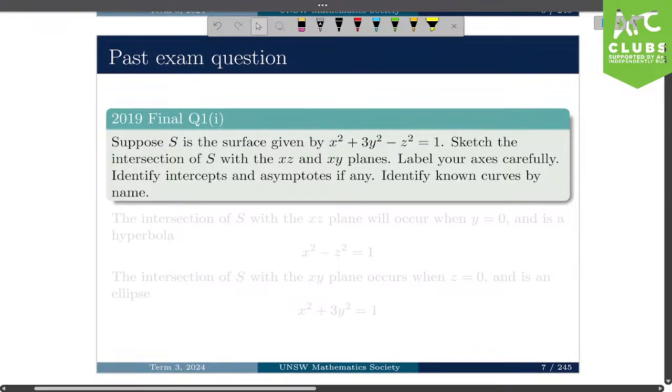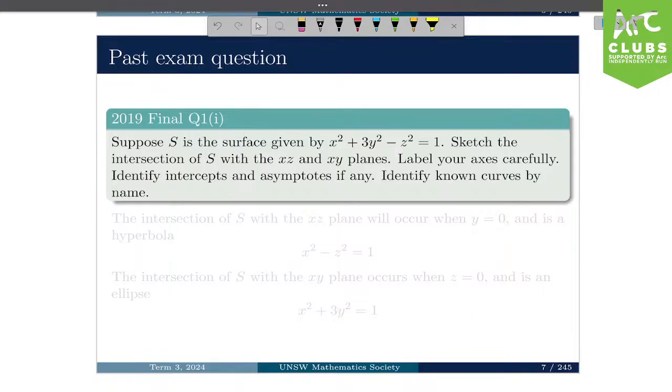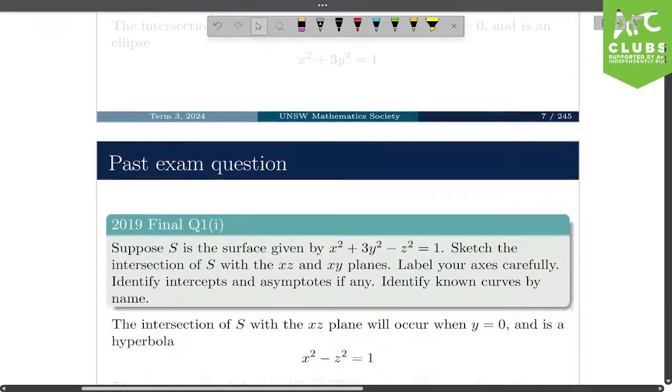So here's a past exam question. Suppose S is a surface given by x squared plus 3y squared minus z squared equals 1. Sketch the intersection of S with the xz and xy planes. Label your axes carefully and identify intercepts and asymptotes, if any, identifying any known curves by name.